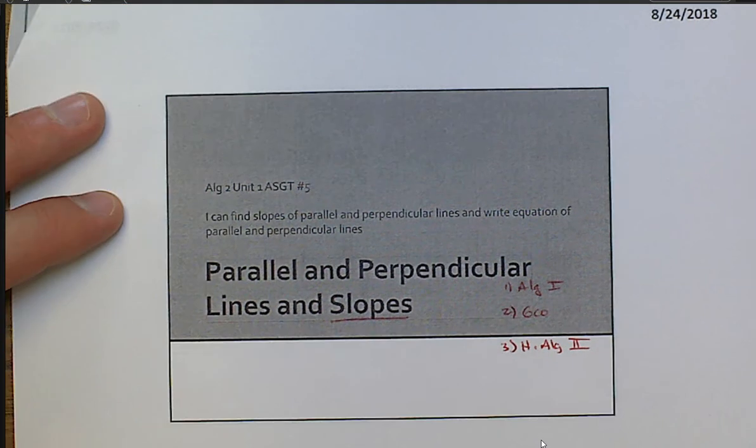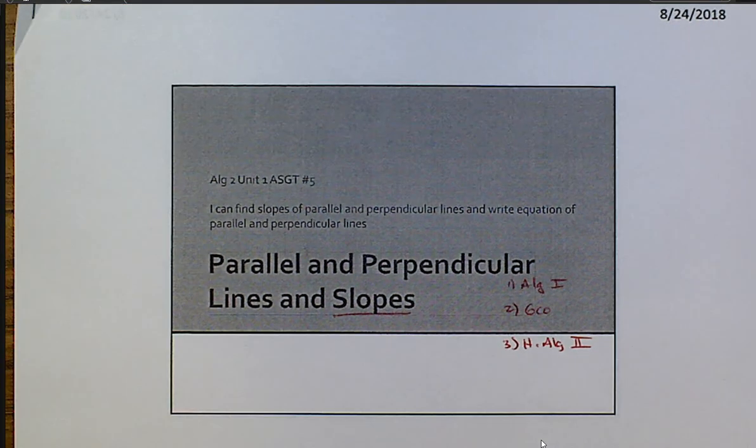On the back, there's nothing. We are done with lesson 5, parallel and perpendicular lines and their slopes. Hopefully that was a review for you from your first 2 years of math, Algebra 1 and geometry. If you have questions, I'd be happy to answer them in class. We can tie up any loose ends from this lesson when I see you.